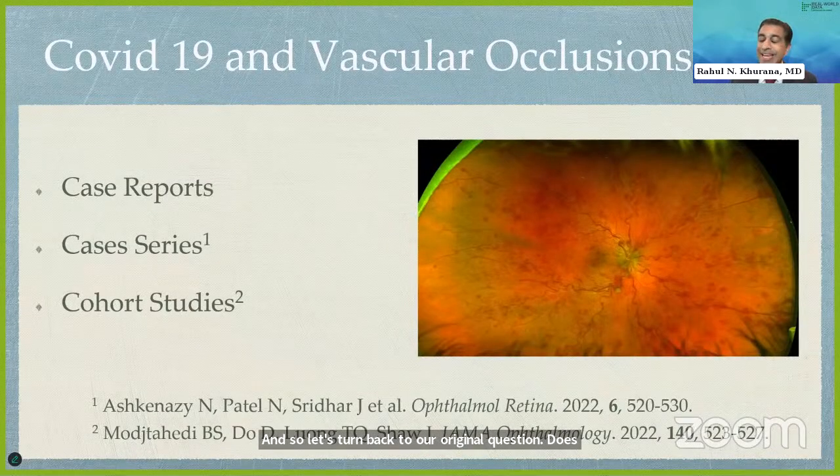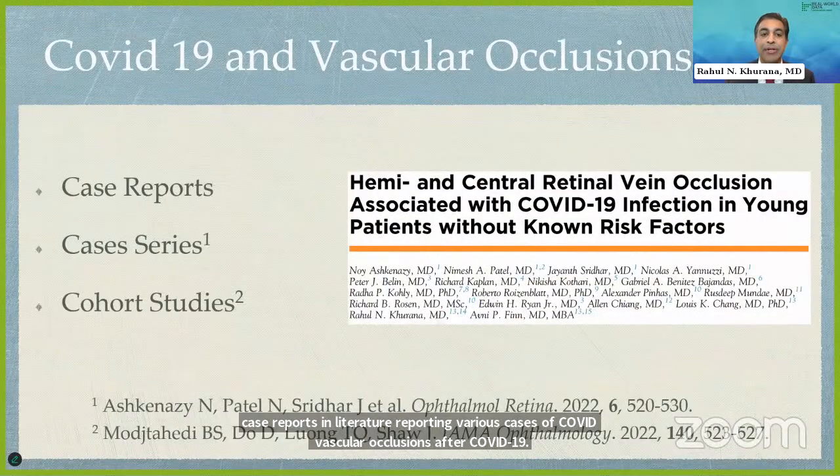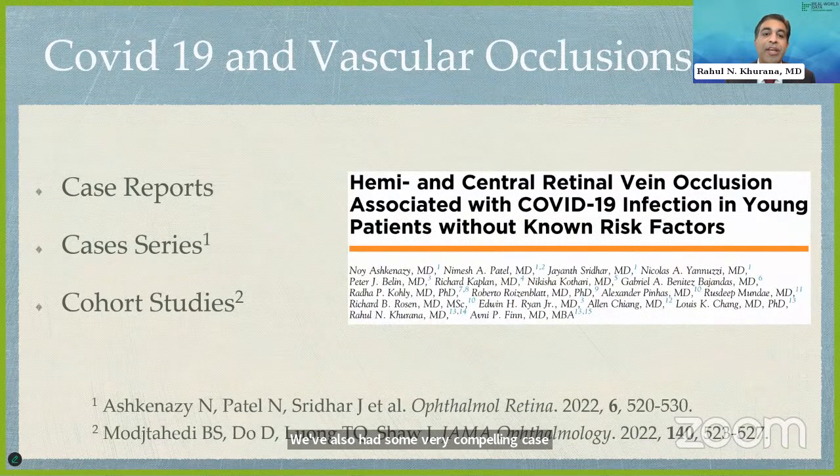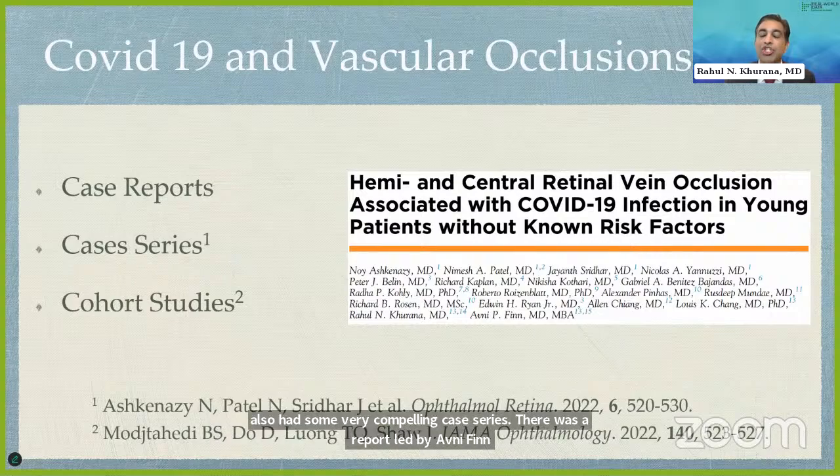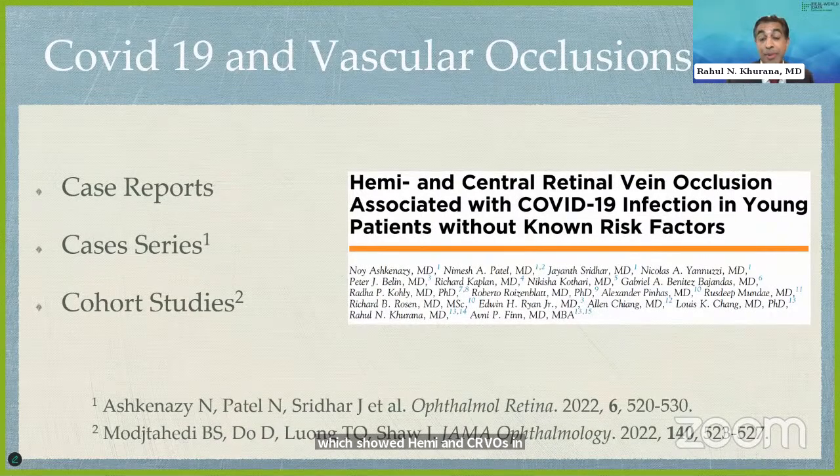Now, we've had many case reports in the literature reporting various cases of vascular occlusions after COVID-19. We've also had some very compelling case series. There was a report led by Avni Finn, which showed hemi and CRVOs in young patients with no known risk factors, like the patient we initially presented, that made it very compelling.